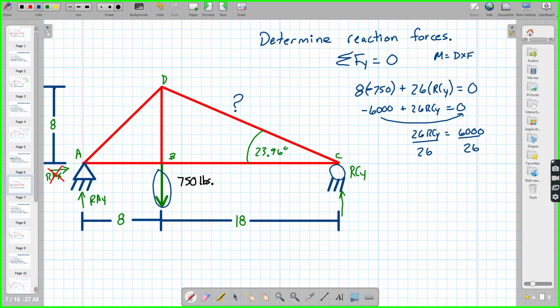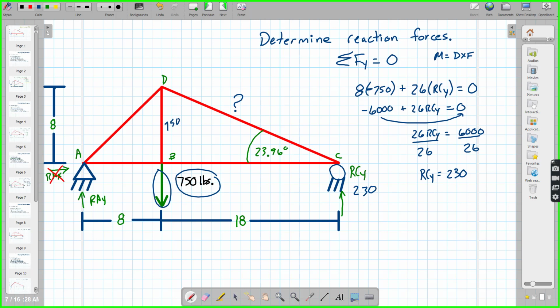So 6,000 divided by 26 is going to give me an RCY of 230. While I'm here, I can go ahead and figure out RAY, right? RAY. We've got 750 pulling us down. That means that we have 750 right here. So I already know that one.